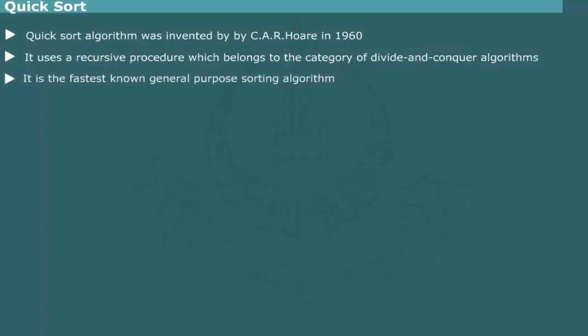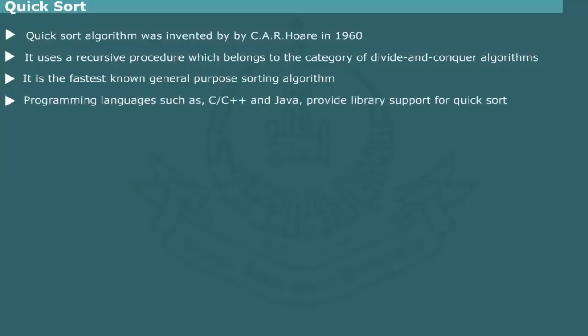Quick sort is among the fastest sorting methods and is extensively used in a variety of situations. Because of its common use, several programming languages, notably C, C++, and Java, provide support for quick sort in standard libraries.